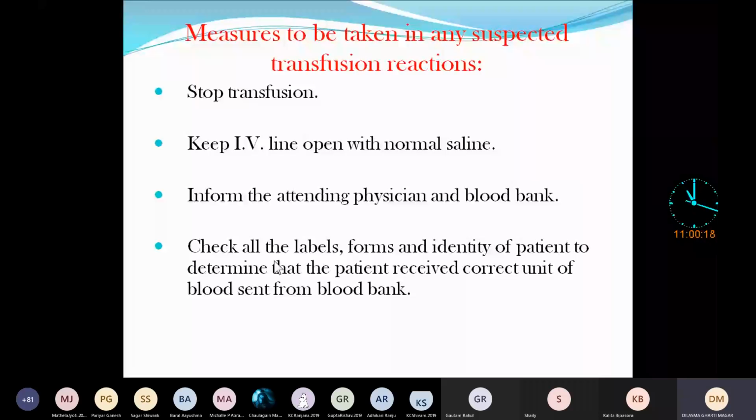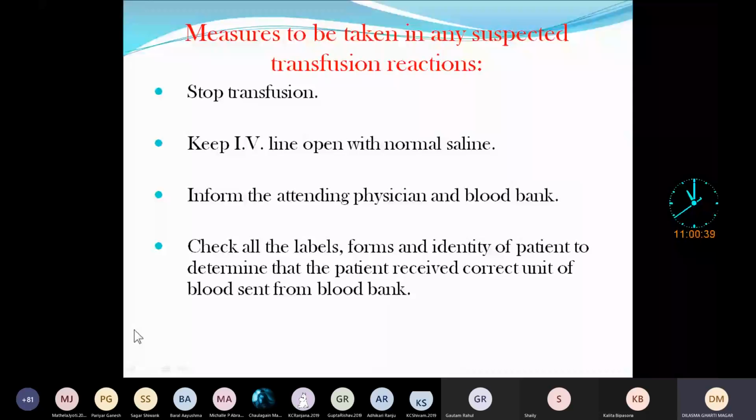So without checking the person, the blood bank staff gave the blood, and then within 5 minutes that patient had this transfusion reaction. So we have to take action against that person. So you see here, we have to check the labels, forms, and identity of the patient to determine that the patient received the correct unit of the blood sent from the blood bank. So all these things we have to see.